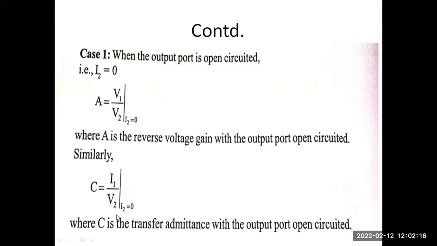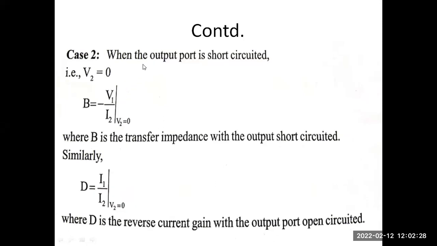Similarly, C equals I1 by V2 with I2 equal to 0. Here you are taking the I by V ratio. So C is the transfer admittance with the output port open circuited, because I2 equal to 0 means the output port is open circuit. Now in case 2, when the output port is short circuited, that is V2 equal to 0, B will be equal to minus V1 by I2. So B is the transfer impedance with the output port short circuited. Similarly, D equals I1 by minus I2 with V2 equal to 0, where D is the reverse current gain.